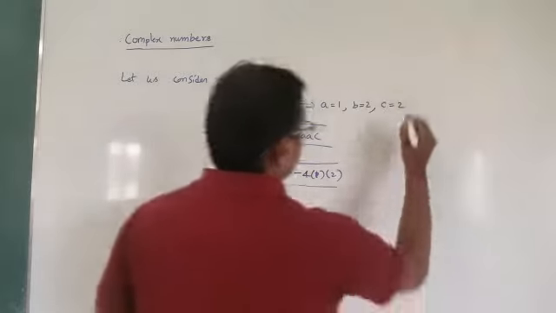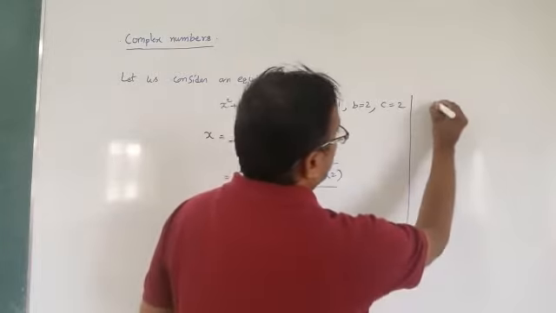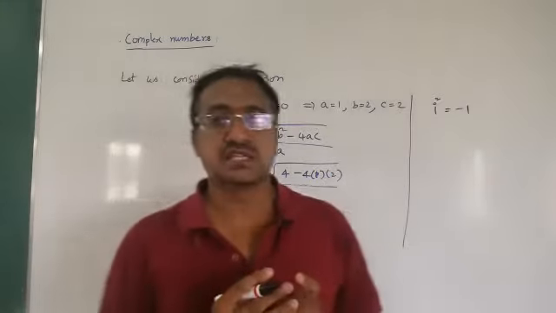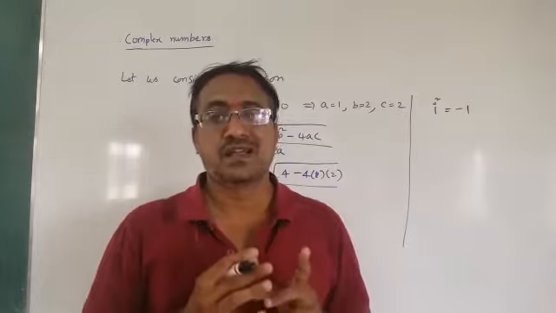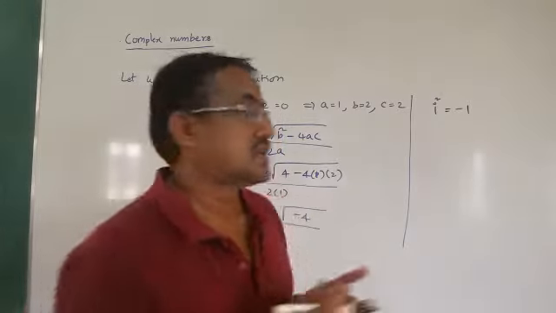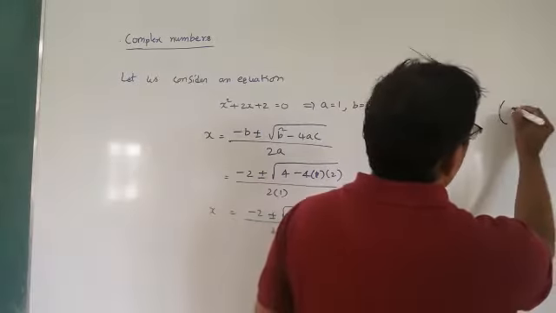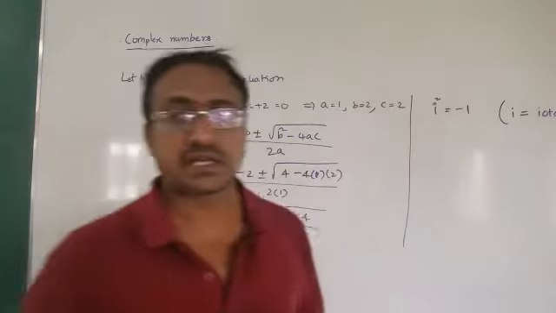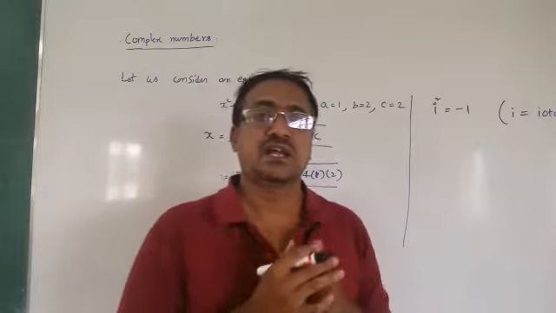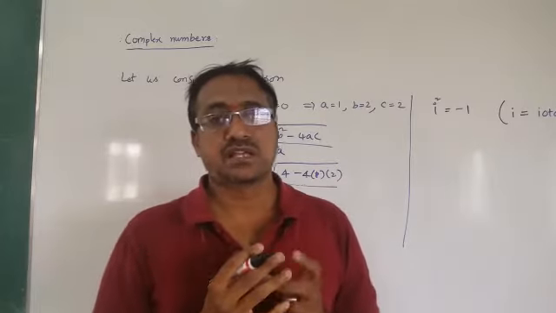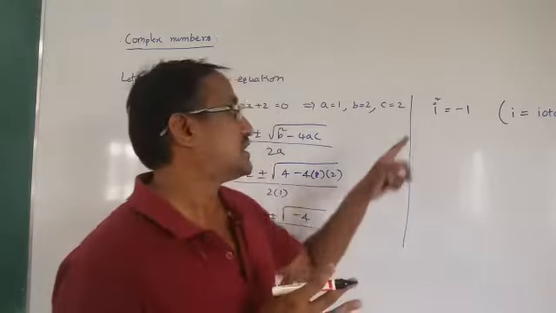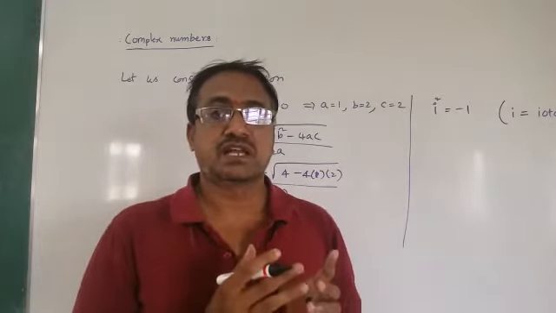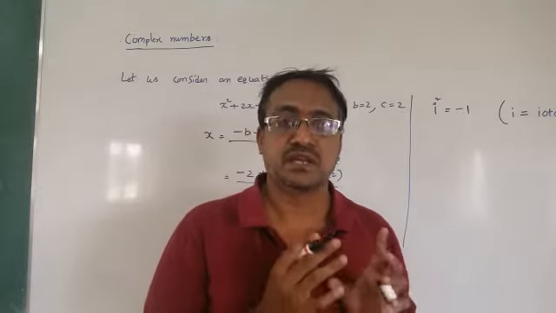Now we define i square is equal to minus 1, where i is the complex number. i is the Greek letter, it is defined as iota. The scientist Euler defined that i square is equal to minus 1, from where the complex number system begins.